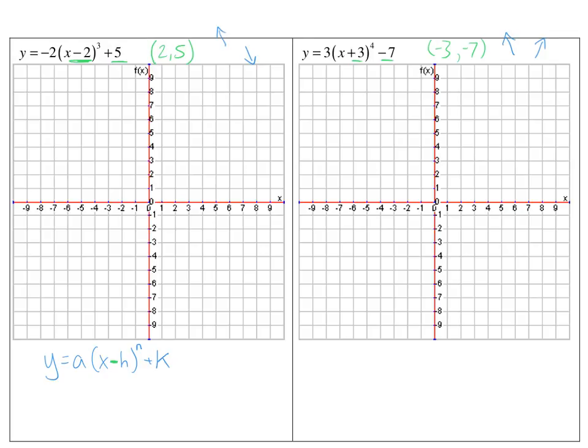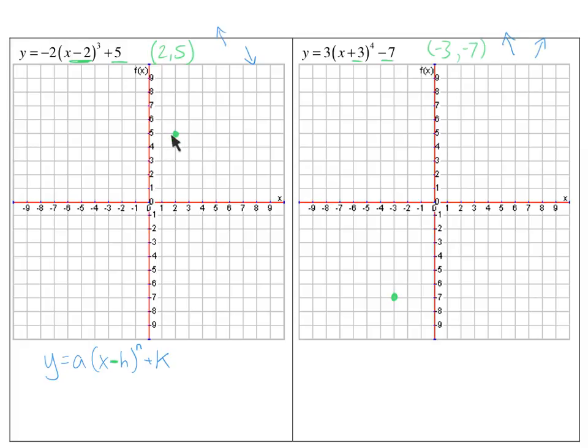So let's plot those. First one's 2, 5, so I could go 2, 5. There it is right there. And for the other one, it's negative 3, negative 7, so negative 3, negative 7 is right there. So those two dots are essential. They are the starting point of the graph. And my graph is going to look like this on the edge for the first one and this on the edge for the second one.